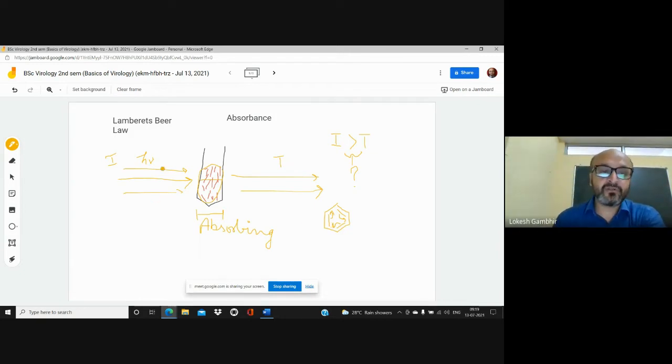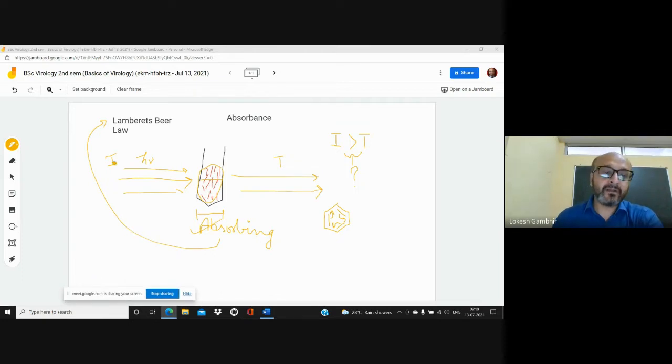So the portion of the incident light that is absorbed is what we are measuring in terms of Lambert's Beer law using a spectrophotometer. So a spectrophotometer is used to measure absorbance. That's the bottom line. Now, what is Lambert's Beer law? Lambert's Beer law states that absorbance is equal to epsilon Cl. Please take note that this is not E, it is epsilon. It is written in this manner.